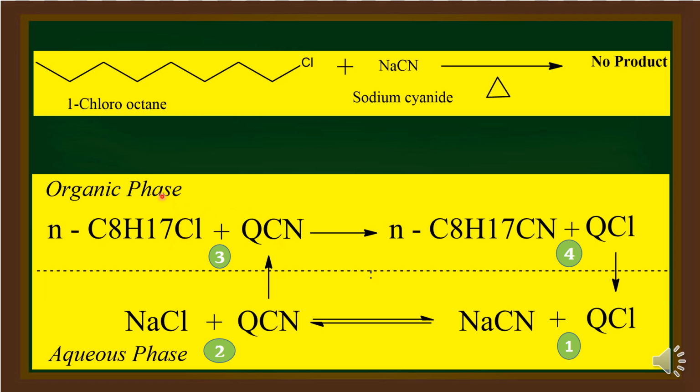Now the reaction between 1-chlorooctane and cyanide ion takes place to give you 1-cyanooctane. And this reaction, as we have already seen, is not at all possible in the absence of the quaternary ammonium salt. It is the quaternary ammonium salt that is taking the cyanide ion from the aqueous phase to organic phase, and it is transferring one of the reactants from aqueous phase to organic phase where the reaction is taking place.